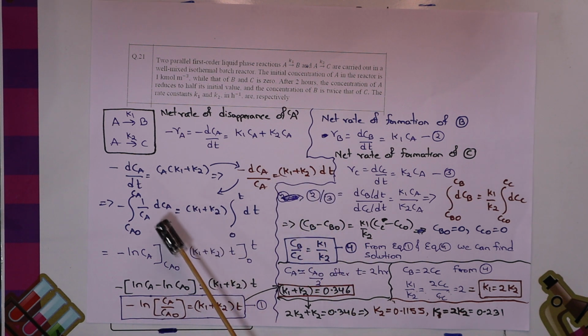So let us integrate, assuming everything happens in a batch reactor. The initial concentration at time t equal to 0 is Ca0. At a certain time t, the concentration is Ca. If you integrate, you get minus ln Ca, limits Ca0 to Ca, equal to K1 plus K2, which are constants and come out of the integration, and integral dt is nothing but t, from 0 to t. If you substitute the limits, you get the final equation: minus ln Ca by Ca0 is nothing but K1 plus K2 into t.